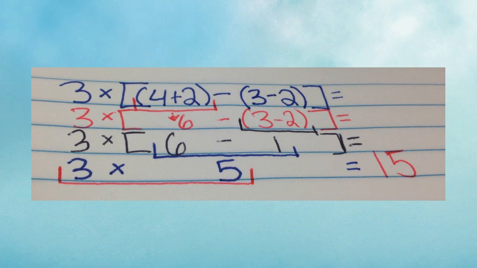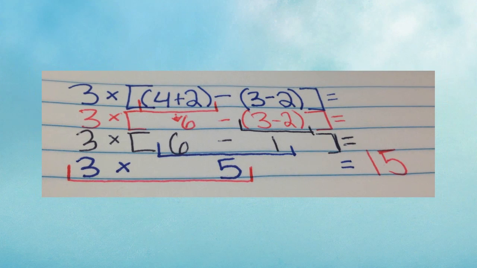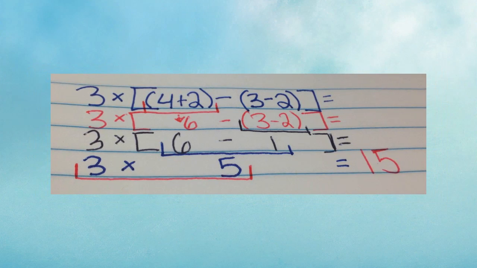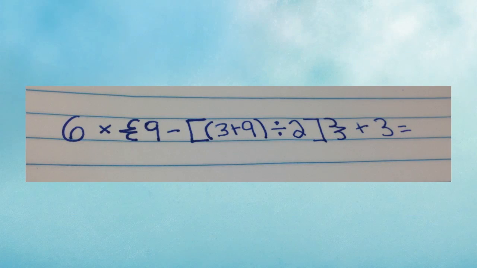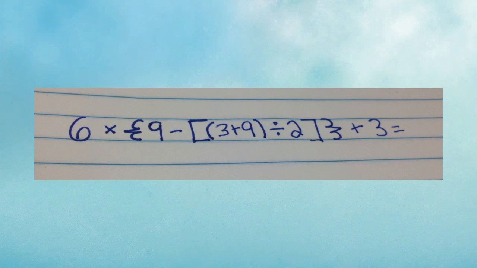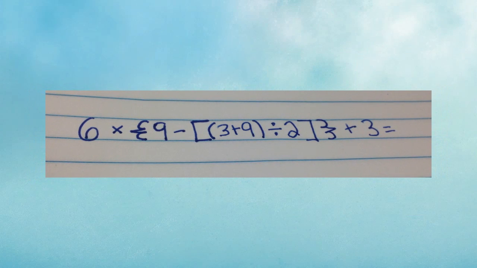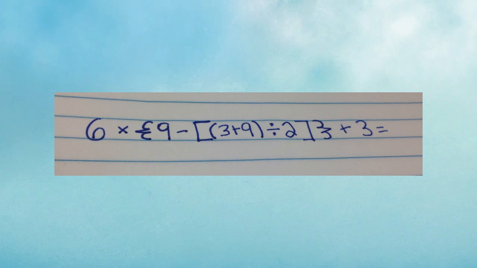Finally, we're going to move to step 2, which is multiplication. 3 times 5 equals 15, our final answer. This second problem, you should probably pause the video so that you can begin to write it out.